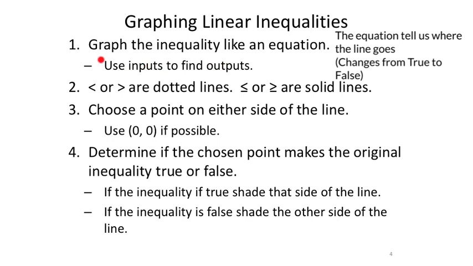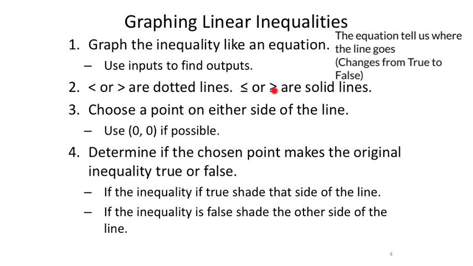So the inputs and outputs that we're going to be using in this first step tell us where the line goes on the graph. Then, after we get that on the graph, we look at whether it's less than, greater than, less than or equal to, or greater than or equal to, to figure out what kind of line to use. If it's just less than or greater than, then the values on the line immediately make the inequality false, so we use a dotted or dashed line to communicate that. If it has the equal to sign, then we treat it like an equation, which means we use a solid line.